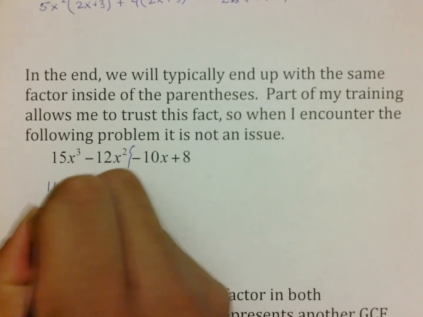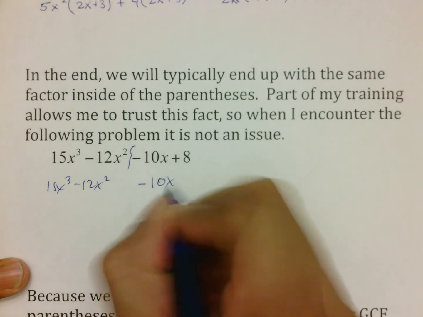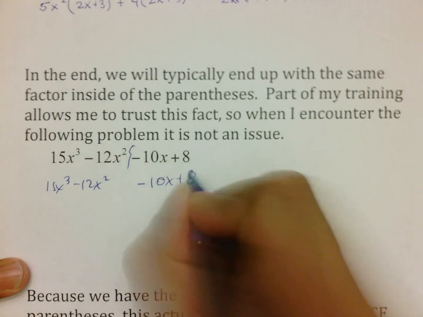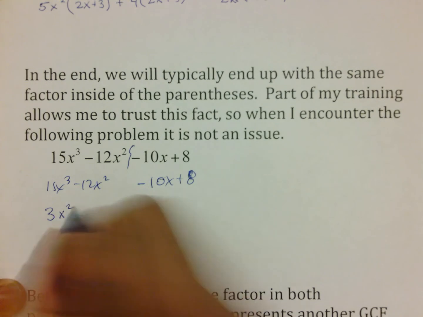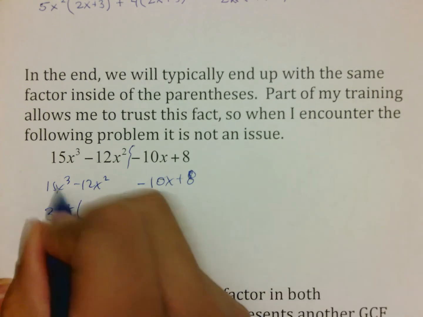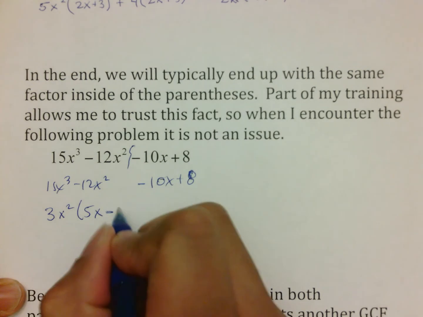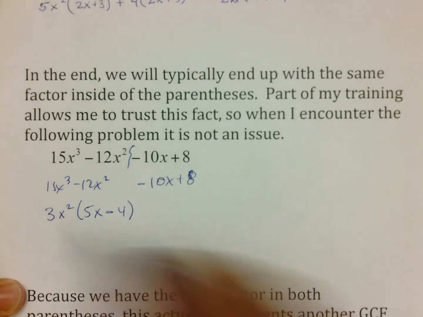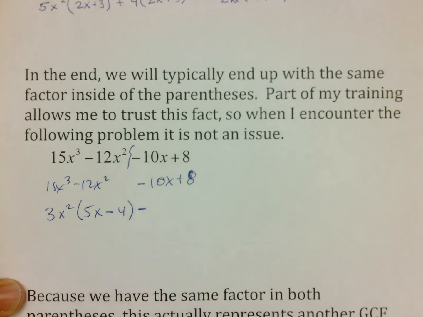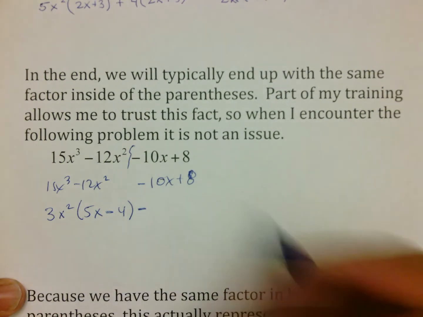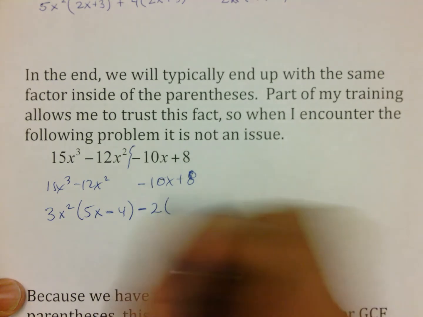So 15x to the third minus 12x squared is the first part. Negative 10x plus 8 is your second part. These 2 I can take off a 3. I can also take off 2 x's. I open my parentheses. That turns into 5 with an x minus 4 with nothing attached because I took off both x's. Again, copy this sign here because that's what you want to do. Whatever sign is here, put it there. 10 and 8 both divide by 2. Can't take off an x.